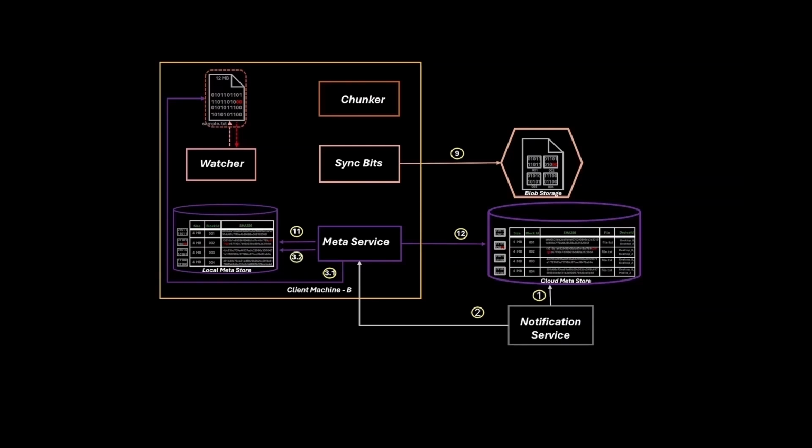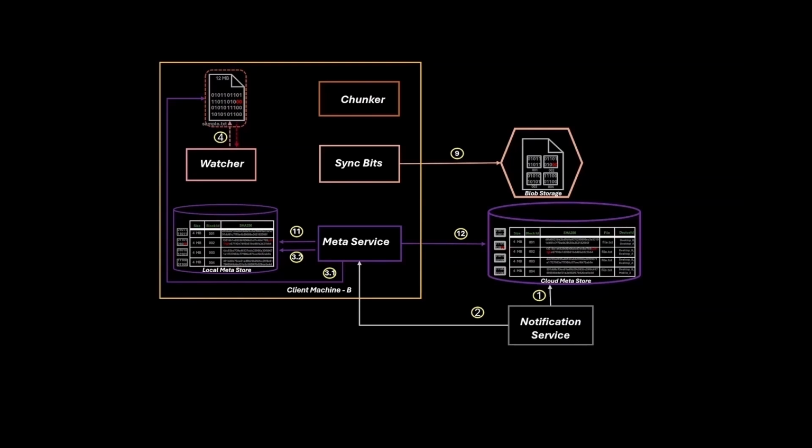In step number 3.2, it updates the local metastore with the latest changes. So let me recap what has happened in 3.1 and 3.2. Whenever a meta service gets a notification, it updates the file where the change has been made by other machines. It takes that change from the blob storage and updates that particular file on the local machine. It also pulls all the latest changes from the cloud metastore and saves those changes to the local metastore, to keep the local metastore and cloud metastore up to date and in sync.